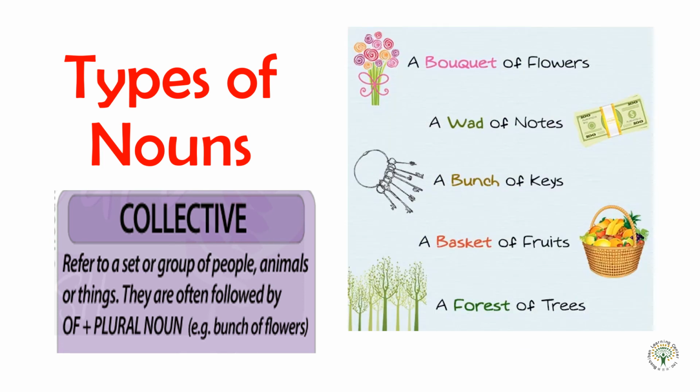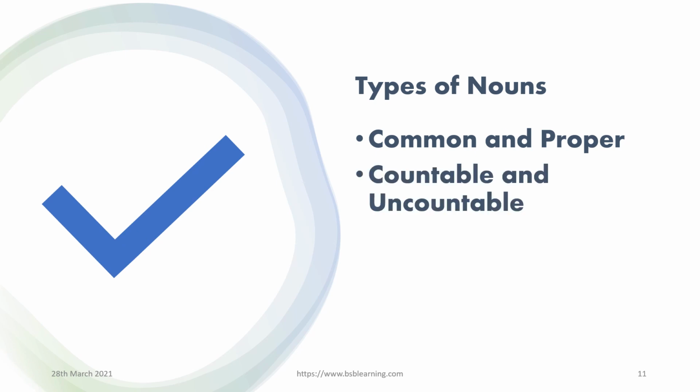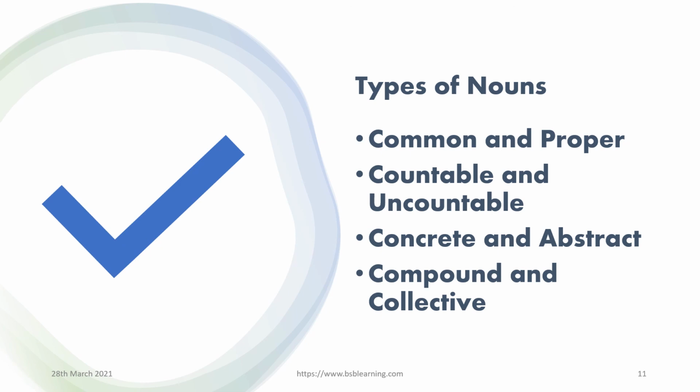For things, we have a bouquet of flowers, a wad of notes, a bunch of keys, a basket of fruits, and a forest of trees. Today, we have learned that a noun can either be a common or proper noun, countable or uncountable noun, concrete or abstract, compound, or collective noun.